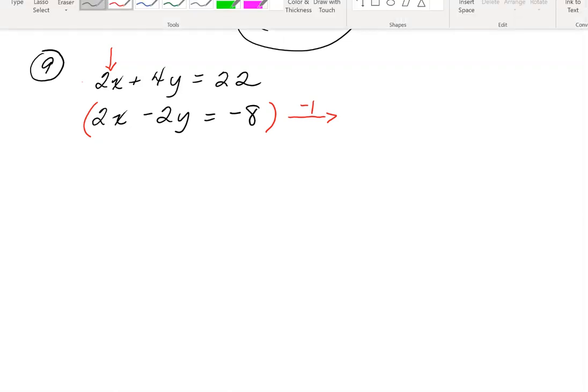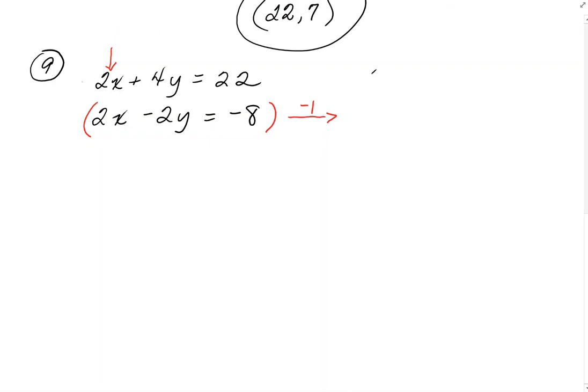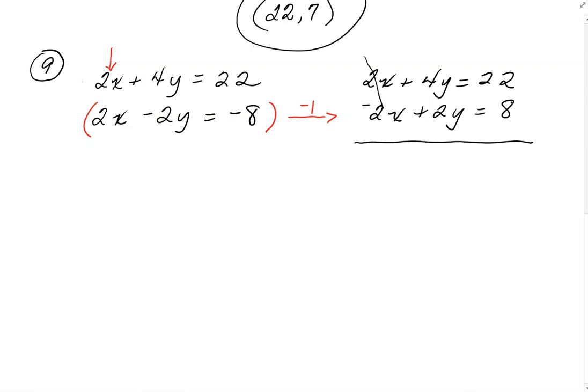All right, so the top equation stays. 2x plus 4y is 22. The second equation becomes negative 2x plus 2y is 8. Add. Now I've got my opposites. That was the purpose of multiplying the second equation by any constant, in this case negative 1. So now I have 6y is equal to 30. Divide by 6, and y is 5.